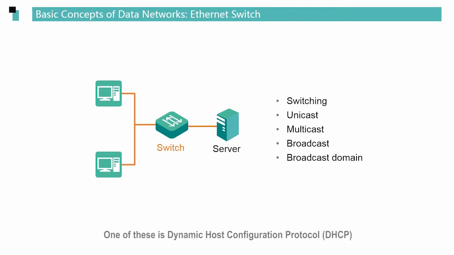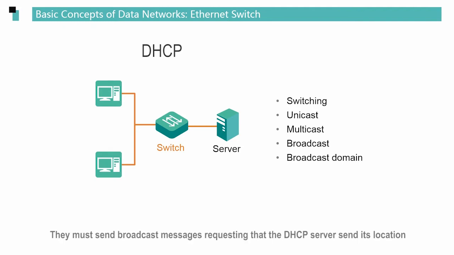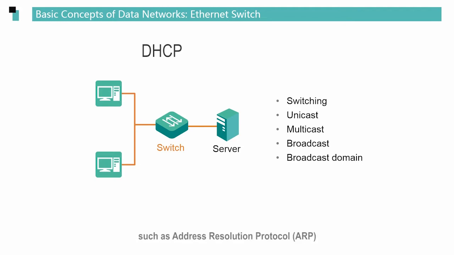One of these is Dynamic Host Configuration Protocol, DHCP. In order to access the network, a host requires an IP address. IP addresses can be manually configured, or they can be dynamically obtained using DHCP. Dynamically obtaining IP addresses requires a DHCP server, and IP addresses are dynamically assigned by the DHCP server. To begin with, hosts don't know where the DHCP server is located on the network. They must send broadcast messages requesting that the DHCP server send its location. There are also many other uses for broadcasting messages, such as Address Resolution Protocol, ARP. However, broadcasting packets has certain disadvantages. If many broadcast messages are sent on the network, this places a burden on network devices.